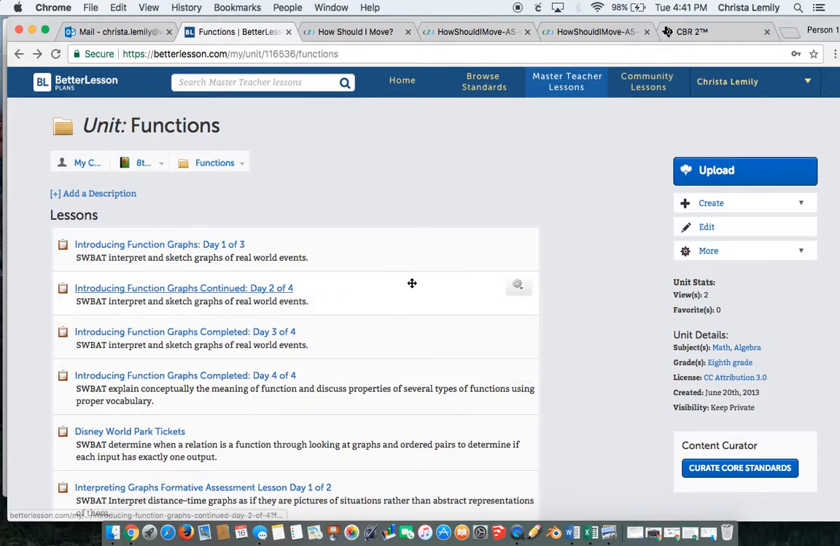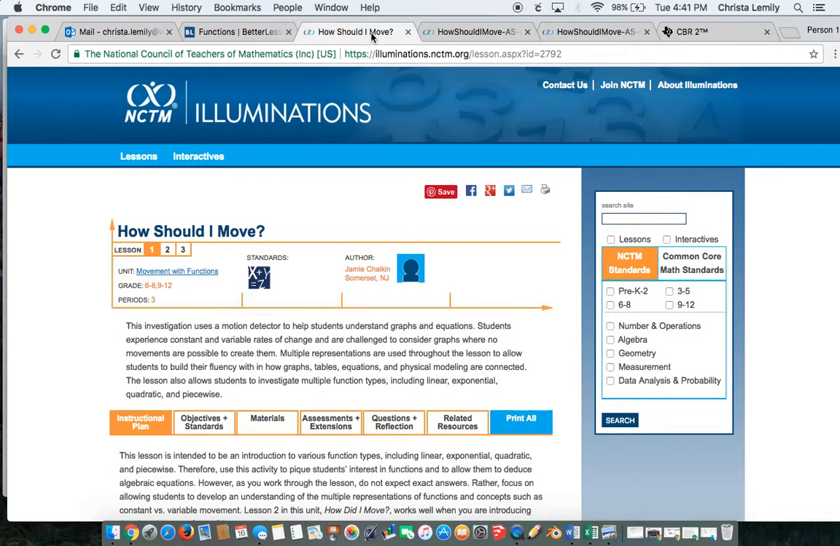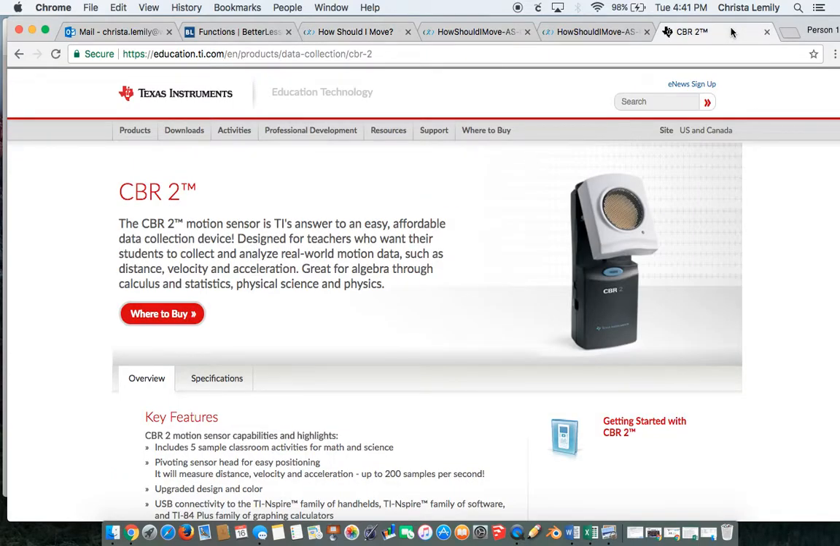So I'm showing you, I know on my side of the website it looks different, but this is from my Better Lessons unit, the unit on functions. It's the introduction. I just did this with my 8th grade class, and it came from the NCTM Illuminations website. It's the activity How Should I Move, which is beautifully written already, but I put my own twist on it using my graphing calculators and this CBR from Texas Instruments, which is wonderful. We have since purchased about 7 of these so that all the math teachers can have one specifically for this unit, functions.